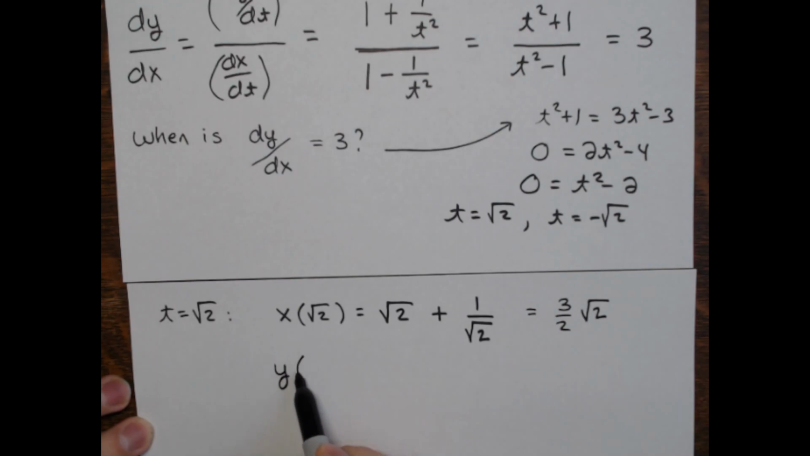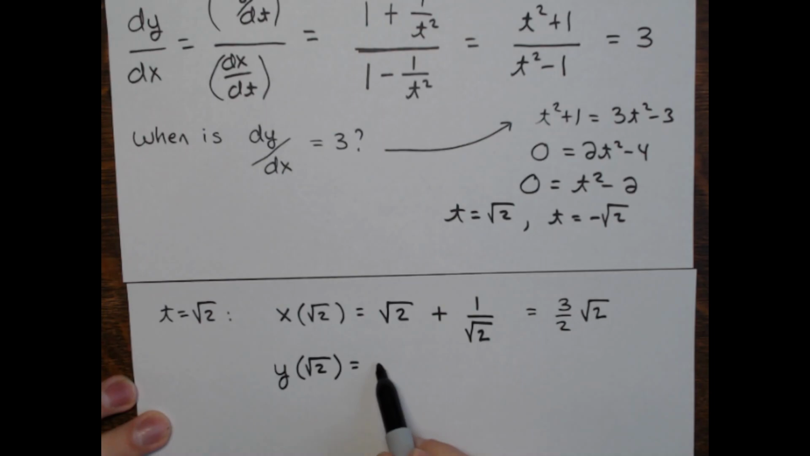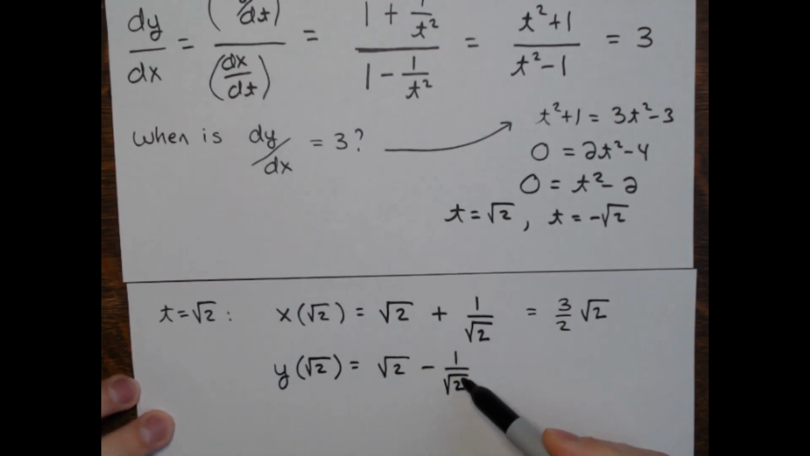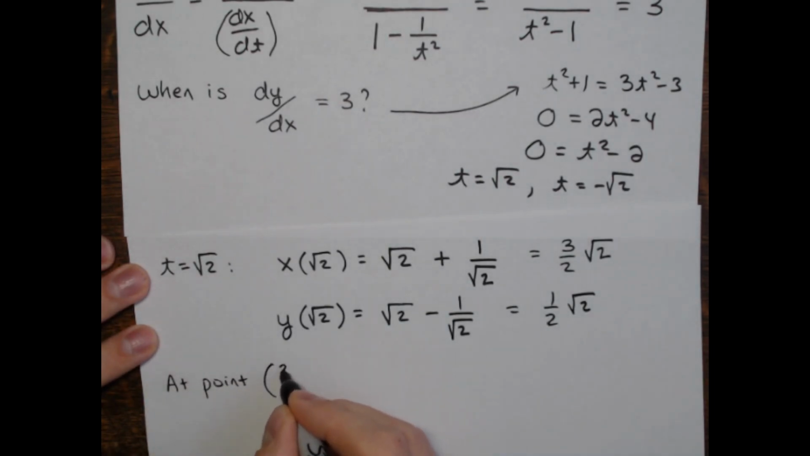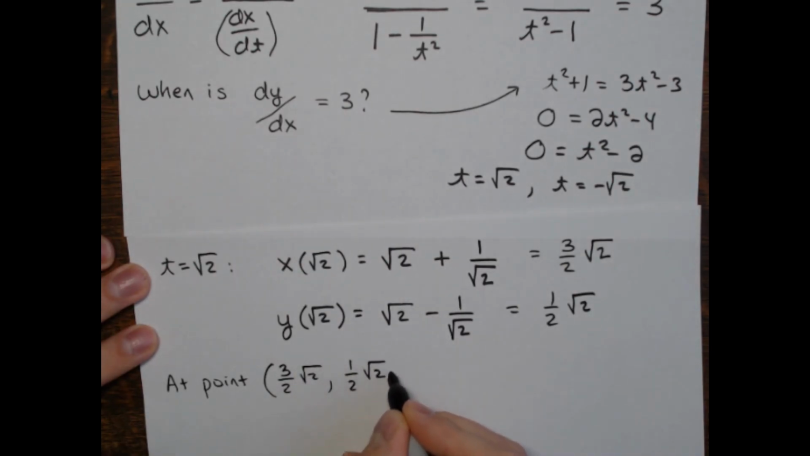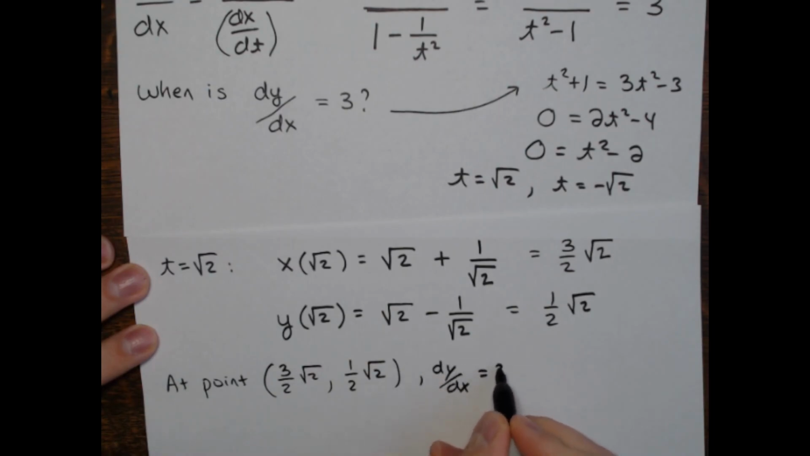And then the y coordinate when t is the square root of 2 would be t minus 1 over t, so square root of 2 minus 1 over the square root of 2. Again, this is just square root of 2 over 2, half the square root of 2. So 1 square root of 2 minus half square root of 2, that'd be half square root of 2. Right. So at the point 3 halves of the square root of 2 and 1/2 the square root of 2, dy/dx is equal to 3.